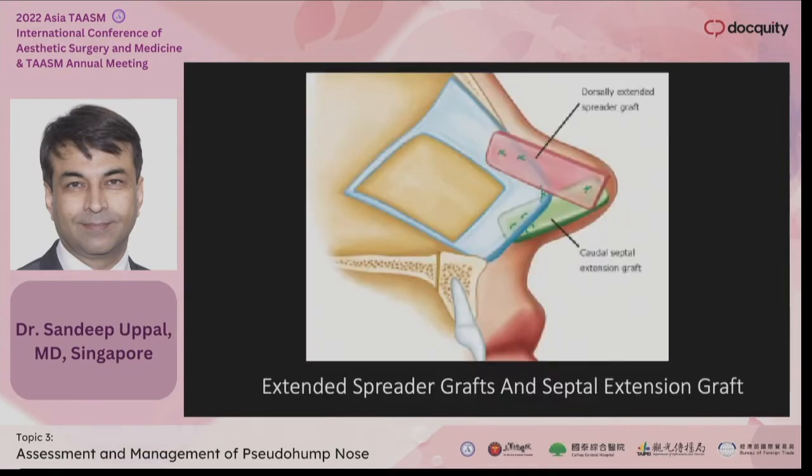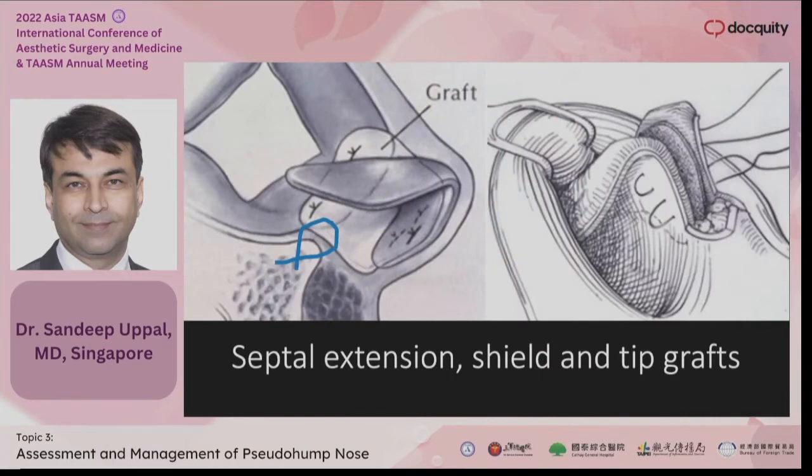If the tip and middle third need augmentation, extended spider grafts placed anterior to the level of the native septal cartilage, combined with a septal extension graft, can help to form a sturdy L strut to project the tip and increase the height of the middle third of the nose. The septal extension graft and extended spider grafts may be harvested from the septum or the rib.